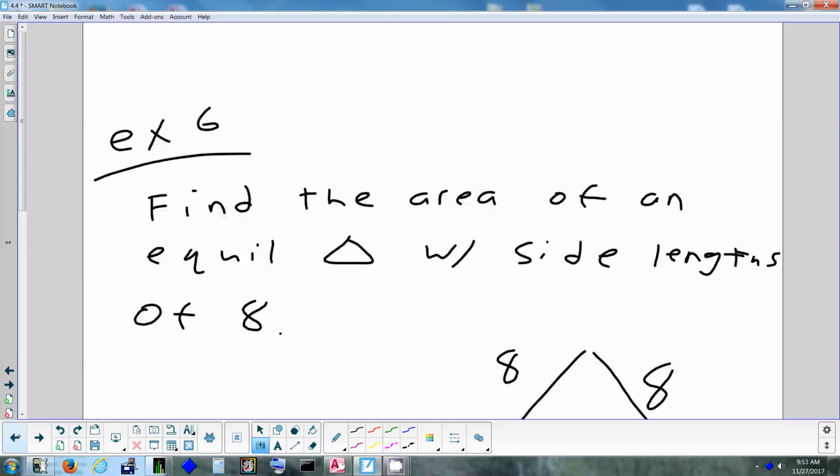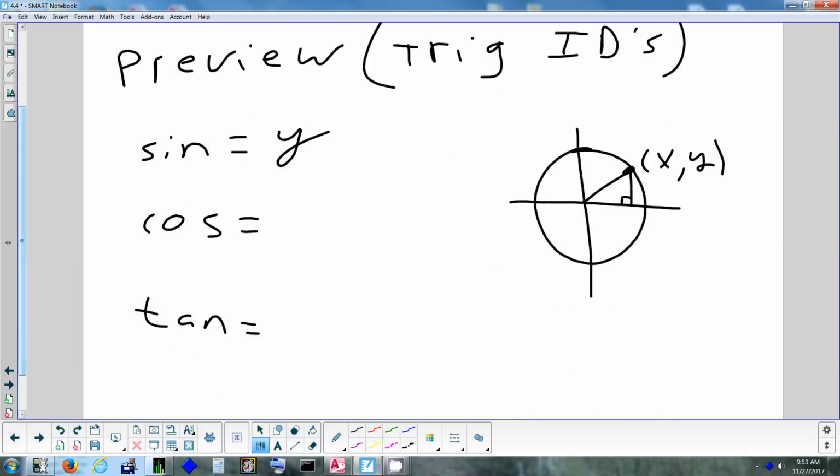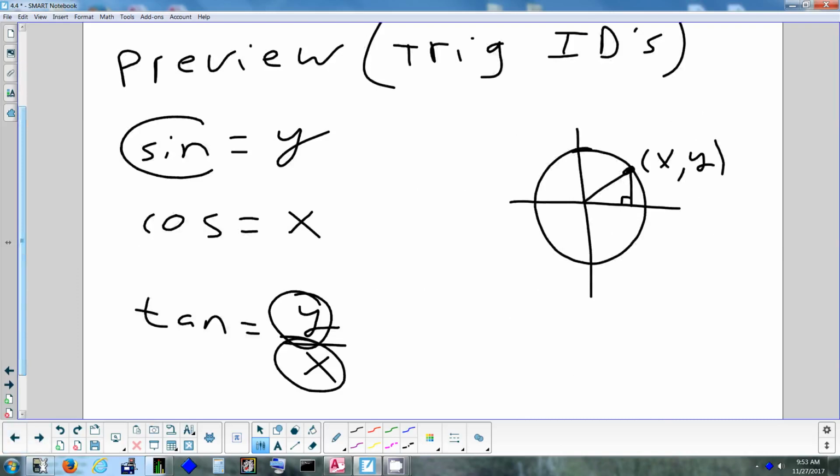Let me go back to this for 1 second, and then I think you'll know what it is. When we did unit circle trig, okay, just watch this part. Sine was y, cosine was x. Does anybody remember what tangent was? Yeah? It was y divided by x. Okay? Y divided by x. Y divided by x. Y is sine, x is cosine.